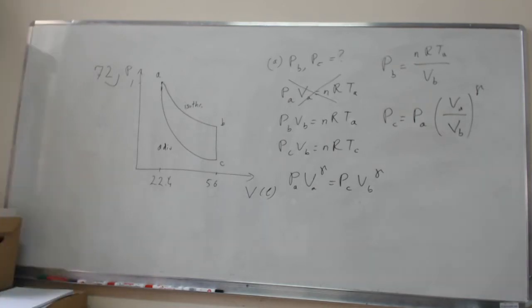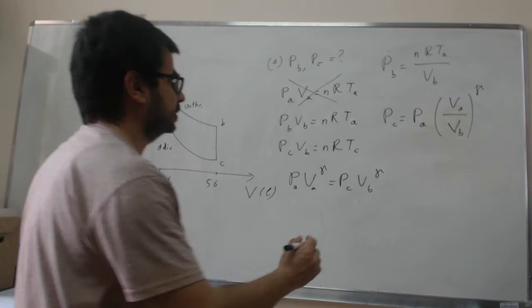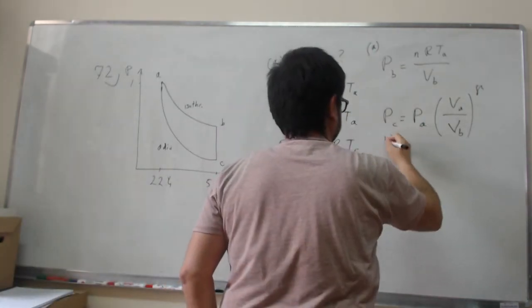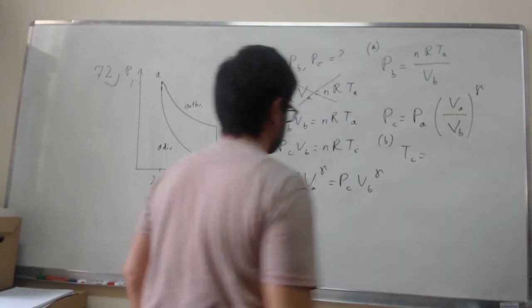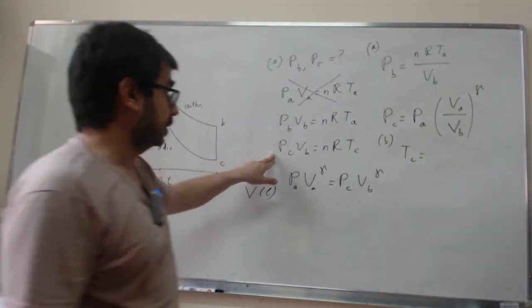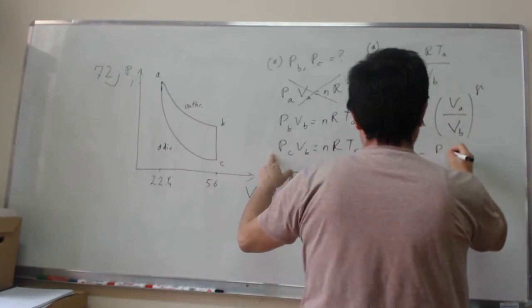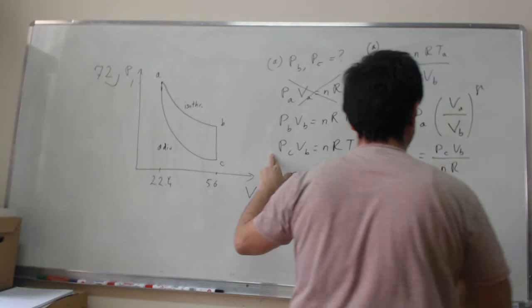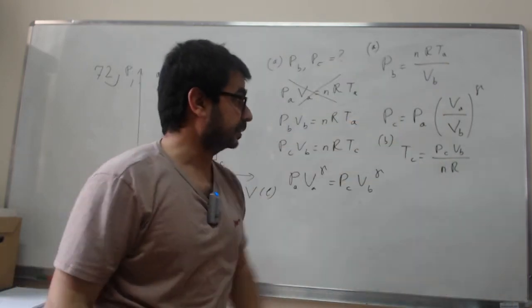In part B, they're asking to determine the temperature at C. So what is TC? Now we can use this formula because we calculated PC, and that's going to be PC VB divided by n times R. And so PC comes from the first part, and then you just calculate TC.